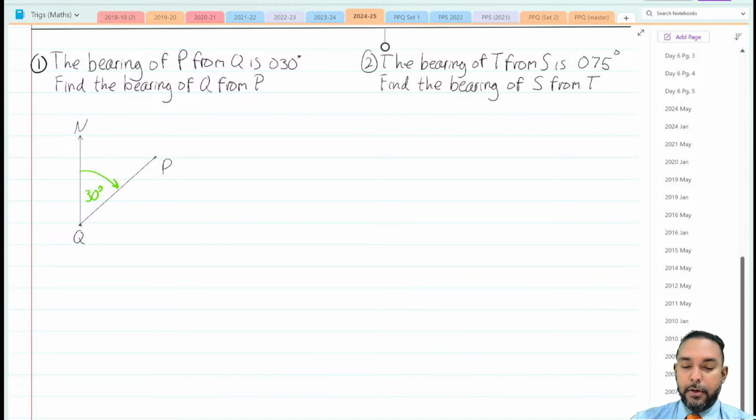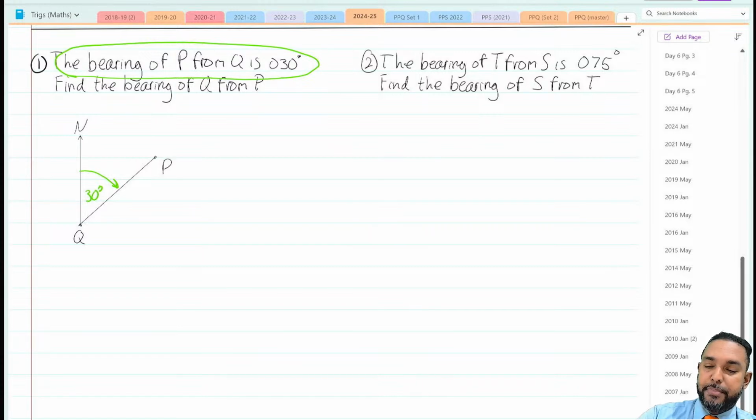Okay. Now what's the next one? What do I want us to find? So what we've shown is the first sentence, that the bearing of P from Q is 030. Bearing of P from Q is 030. We okay with that one?